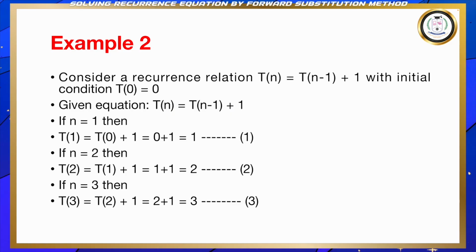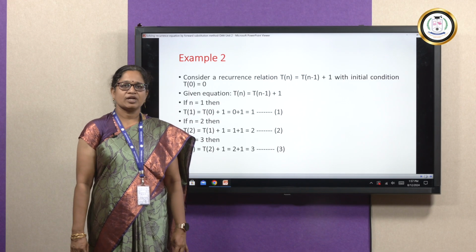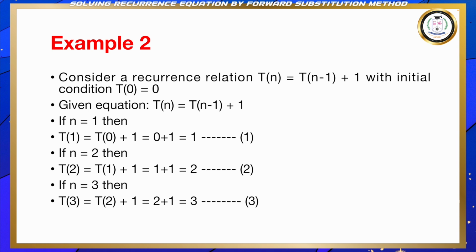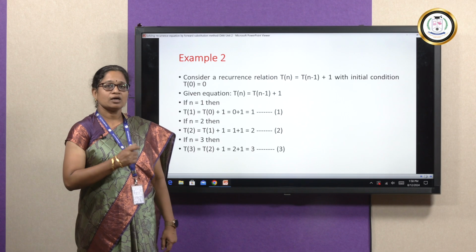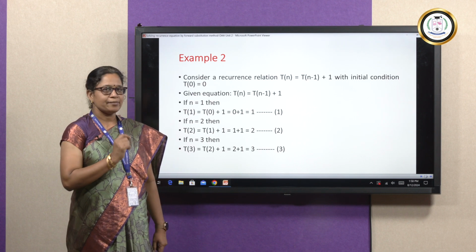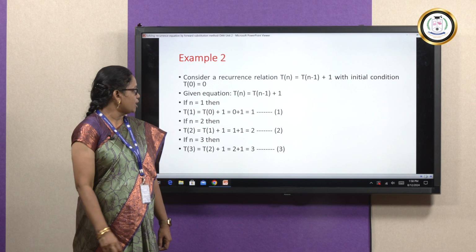Shall we solve one more example? The second example is given as T(n) = T(n-1) + 1. The initial condition is given as T(0) = 0. Here also we proceed by the same procedure. Substitute n = 1 in the given equation. The equation becomes T(1) = T(0) + 1. The constant 1 remains unchanged here. So T(0) + 1.